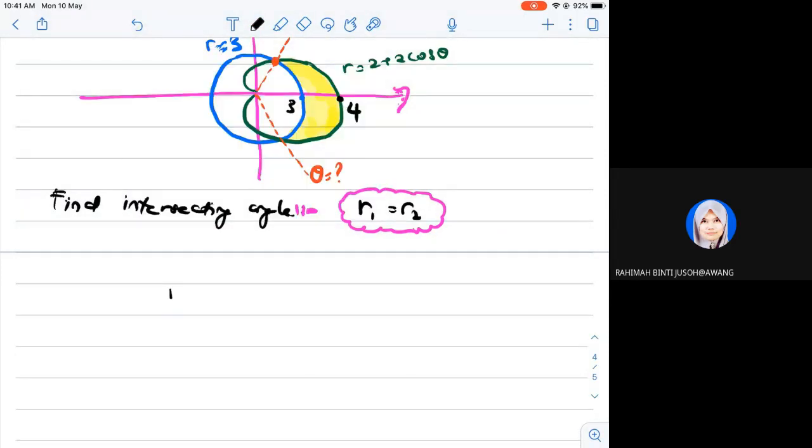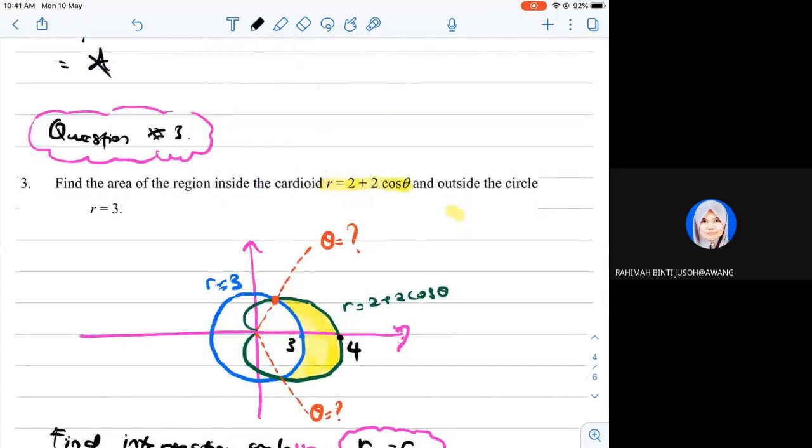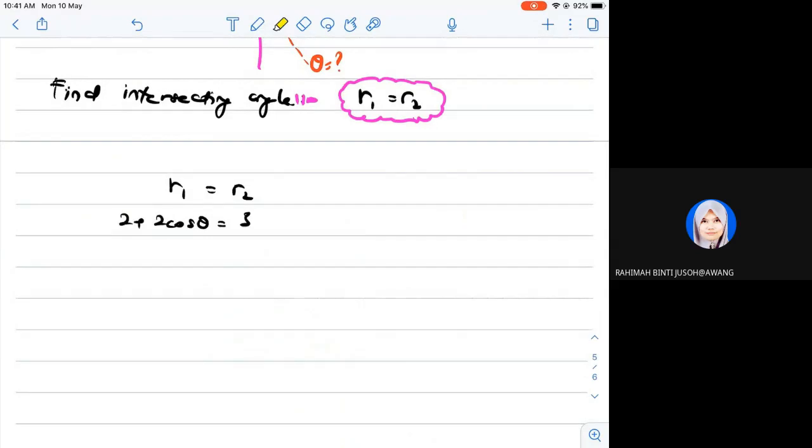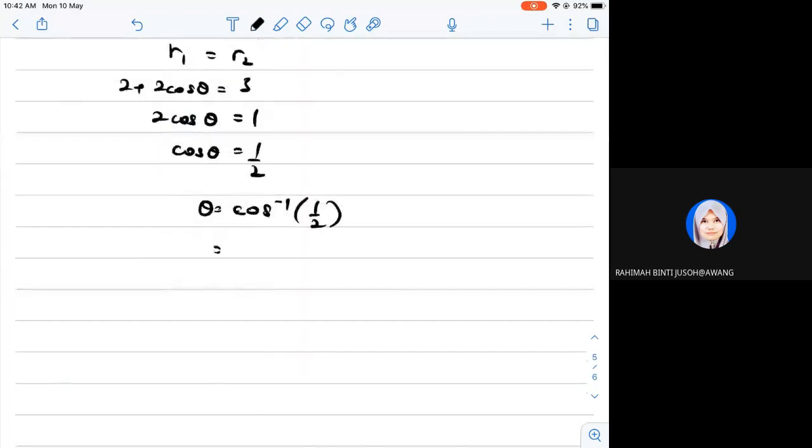So first radius R1 equals to R2. We have 2 plus 2 cos theta. Equate this with 3, sebab R2 sama dengan 3. Okay. So now we will have 2 cos theta, oh sorry, 2 cos theta, 3 minus 2 is 1. So cos theta equals to 1 over 2. So theta should be shift cos lah, arc cos 1 over 2. So you dapat apa ni? Shift cos half, you will get 60 degrees, isn't it? Or equals to pi over 3.